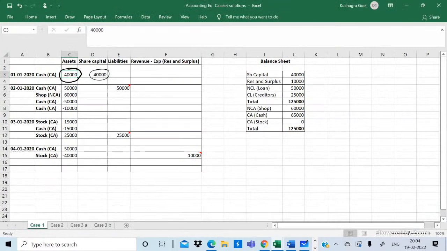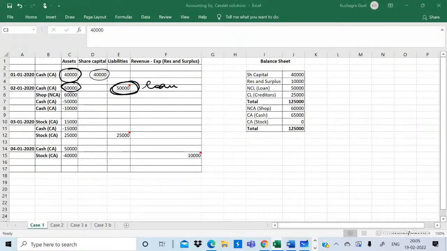So on 2nd of Jan, the first thing is the company goes and takes a loan. So when you go and take a loan from a bank, what will happen? On one side, your liabilities will go up. So this is your liability in terms of that loan. And on the other side, you get cash. So that's that 50,000 that is coming in. So cash is an asset. I'll show it under assets. Loan is a liability. I'll show it under liability. Any questions till here?